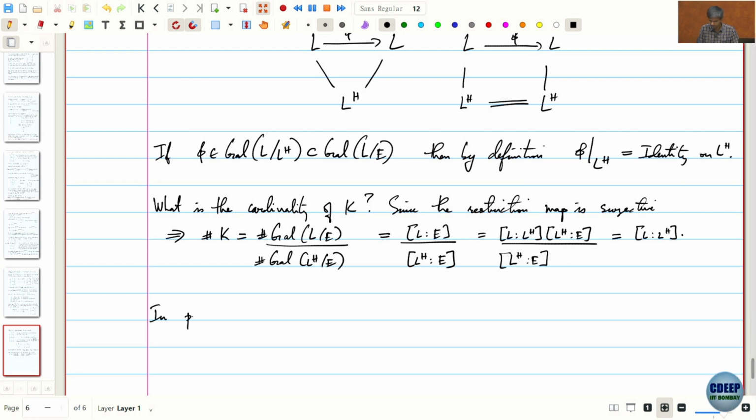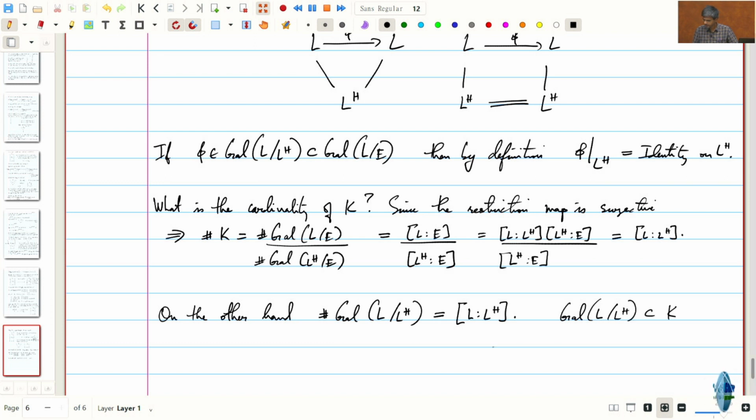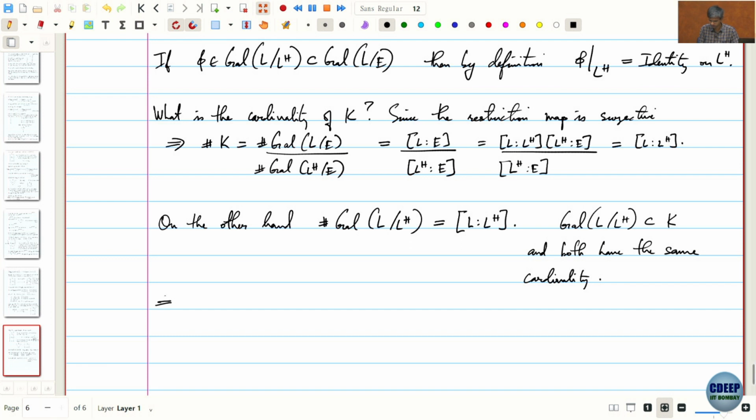On the other hand, the cardinality of Galois L over LH is also equal to this thing. So what do we conclude? We have Galois L over LH sitting inside K, and both of them have the same cardinality. So this proves that Galois L over LH is equal to the kernel.